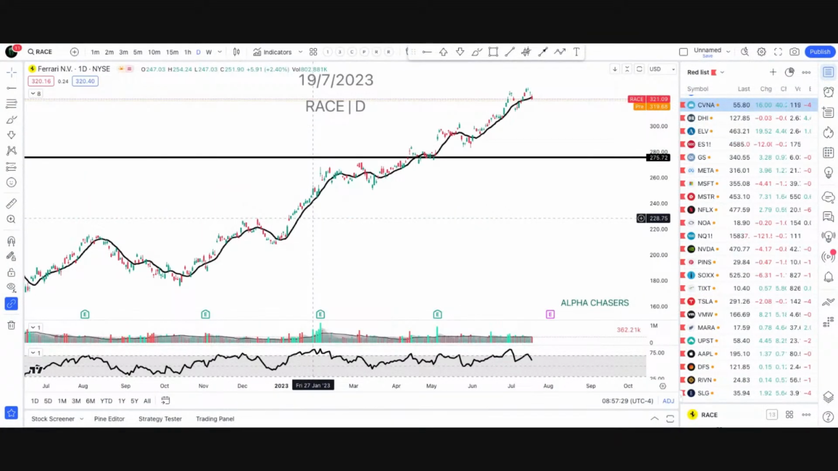I think there'll be pullbacks. This is one we bought. I think there'll be pullbacks, but these are things that we have to watch and pay attention to. But I do think there'll be pullbacks. So I'm going to watch this today.